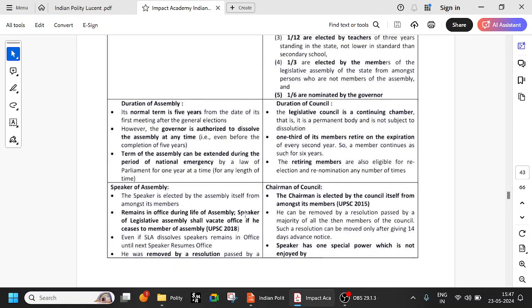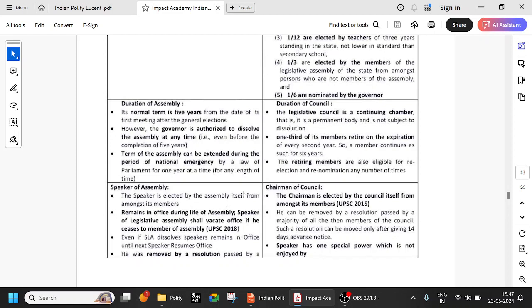So if you look at the speaker and chairman of council, the speaker we are talking about is of the legislative assembly, not the parliament. We have already seen about the speaker, deputy speaker, chairman, etc. in parliament. So in the state assembly also you have a speaker. More or less it will be the same.